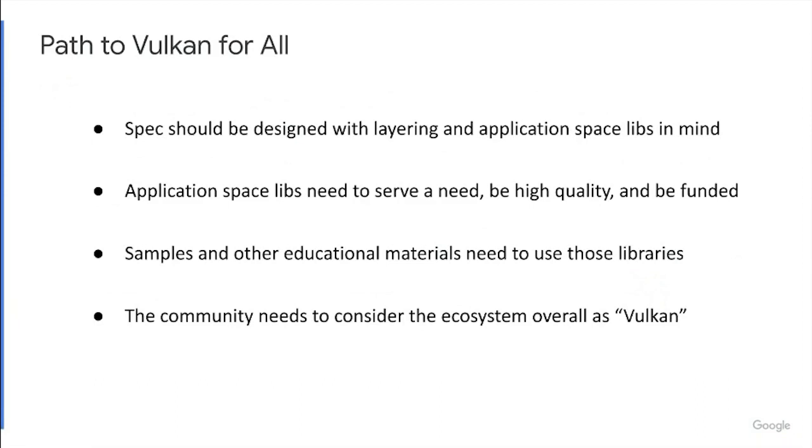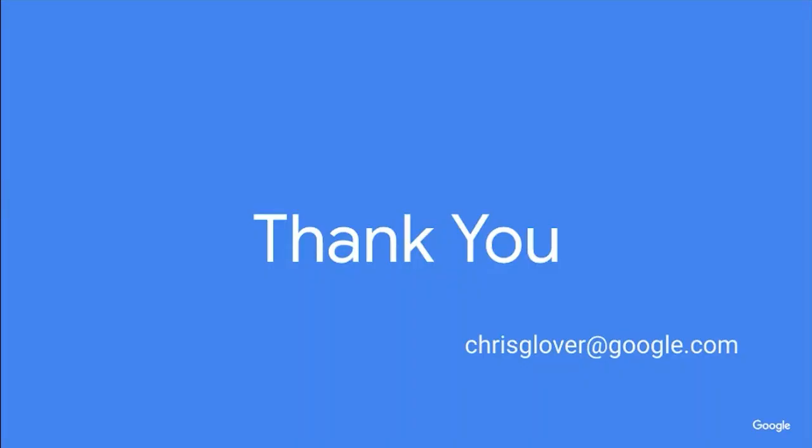Things of this nature. The samples and other education material also need to be using those libraries. And the community then needs to consider the ecosystem overall as Vulkan. So instead of just looking at the spec and the API and saying that's Vulkan, we need to say Vulkan is the spec, it's VMA, it's SPIRV-Reflect, it's all of the stuff that we decide is the de facto way of doing it. And that's it. That's my opinion.